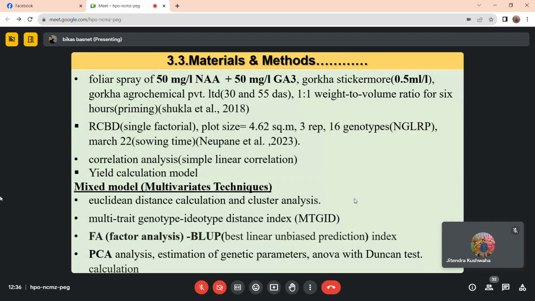And I performed the correlation analysis and simple linear correlation analysis, yield calculation models, and I used multivariate analysis techniques for the niche model analysis, distance calculation models, cluster analysis model, genotype by ideotype distance indexing models, factor analysis model, PC analysis model, and estimation of the genetic parameters, and ANOVA for the Tukey test calculations, especially for the pairwise mean comparisons.